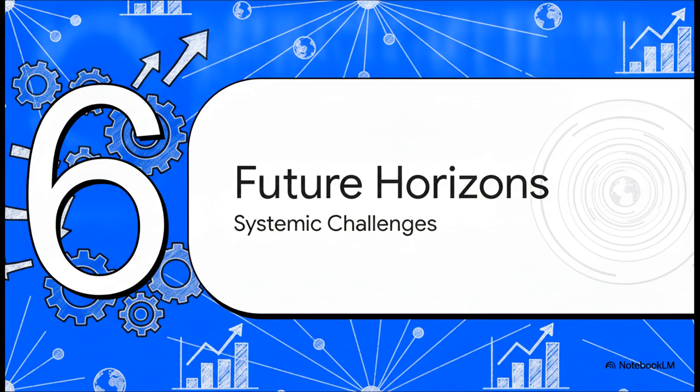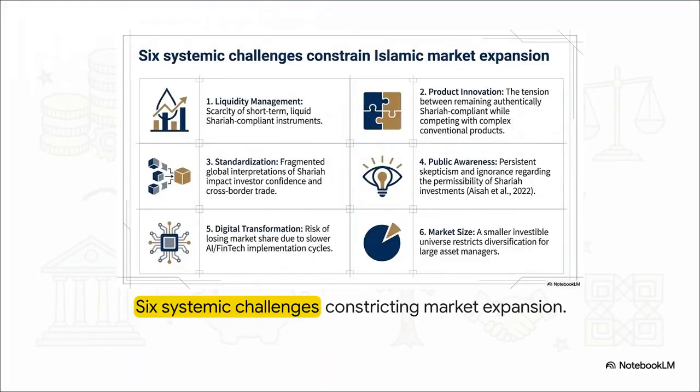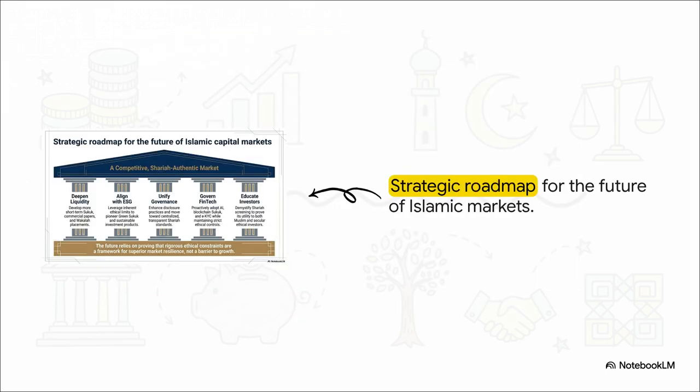Section 6. Challenges and Future Horizons. Let's see how all of this builds towards the future of global market architectures. For the Islamic capital market to really expand globally, it's got to navigate 6 systemic roadblocks. First off, there's a real scarcity of short-term liquidity. Then there's the ongoing tension of balancing authentic compliance while trying to compete with complex conventional products. Add to that a fragmented global standardization and a lingering lack of public awareness. Finally, there's the risk of falling behind in AI implementation, all coupled with a restricted market size that limits diversification from massive asset managers.